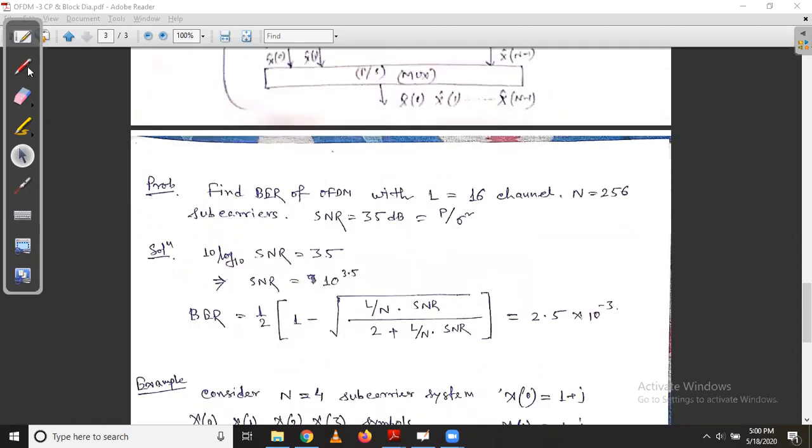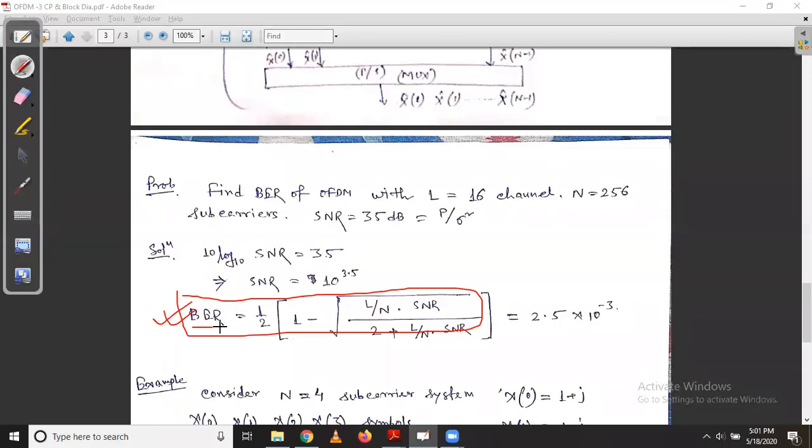Now, one numerical is there. Just remember this expression. The derivation of this expression we will do in the 7th semester, but sometimes they ask about it. It's not that important, even though you can try to remember this formula to find out the bit error rate of OFDM.